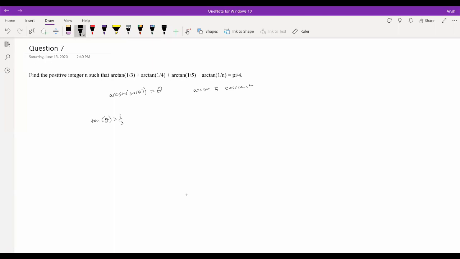So in general, arctangent functions and arcsine functions are just annoying to deal with. They're not really nice functions. So what we want to do is get rid of them. We want to turn them into just good old trigonometric functions, because that's what we know how to work with, right? Since we know that if we take the tangent of an arctan of, let's say, 1/3, that would just be 1/3, why don't we just take the tangent of all of the arctans? So we have tangent of arctan 1/3 plus arctan 1/4 plus arctan 1/5 plus arctan 1 over n equals tangent of pi over 4.